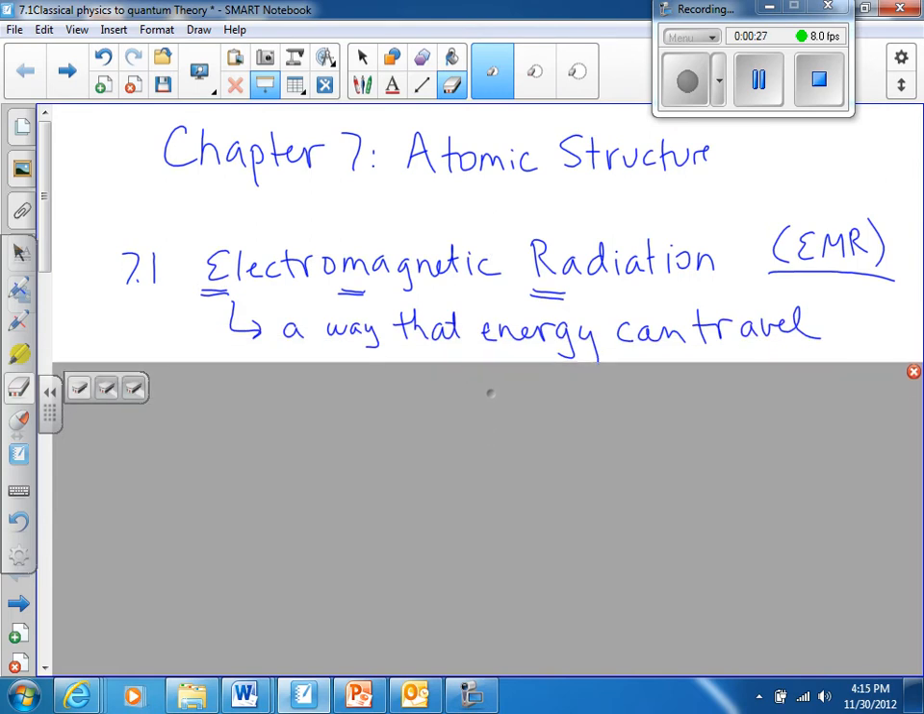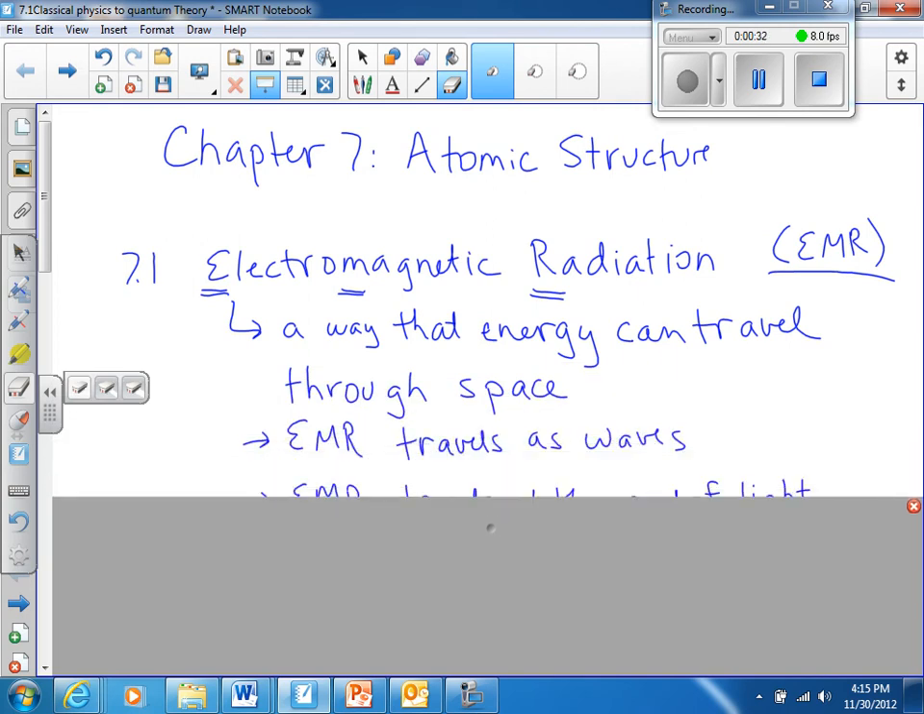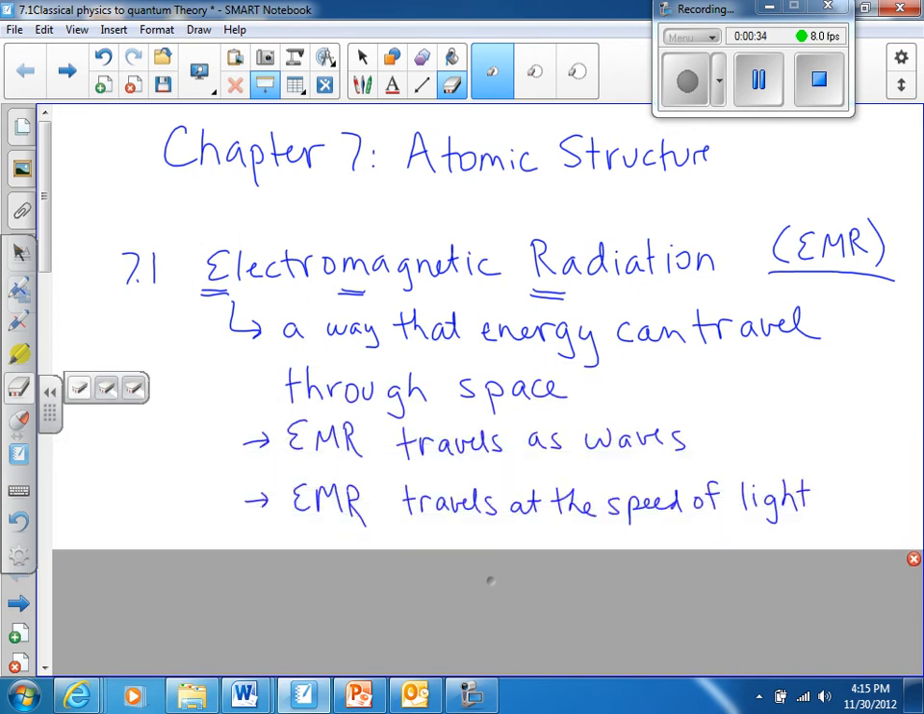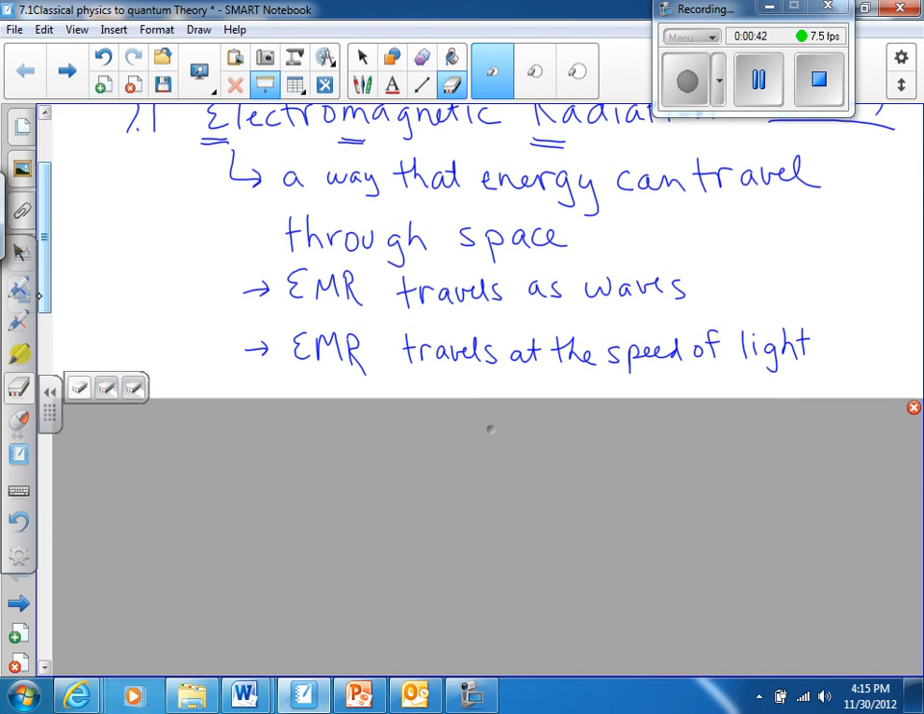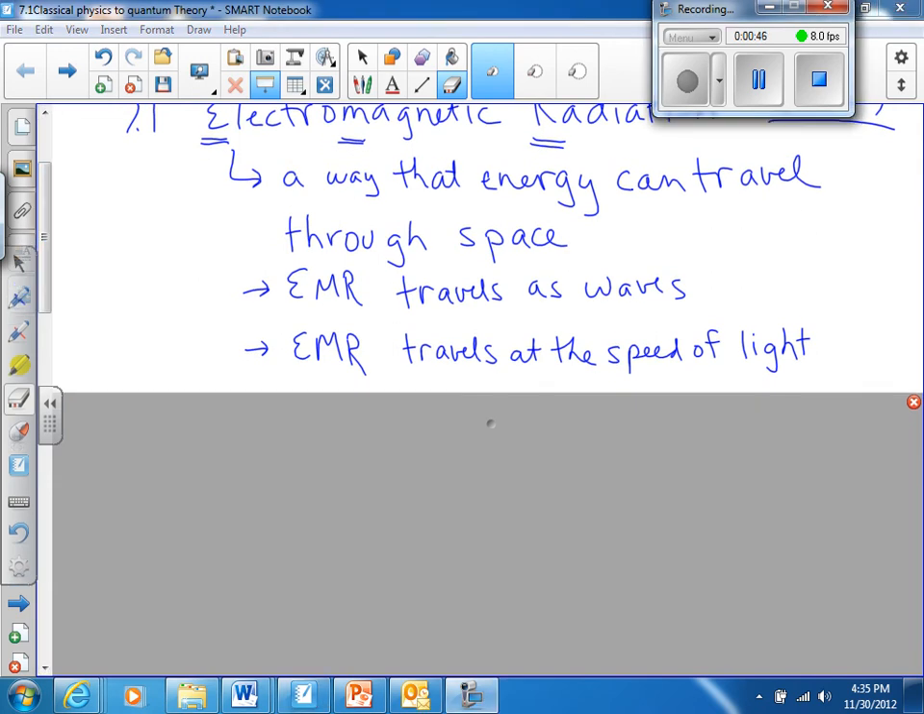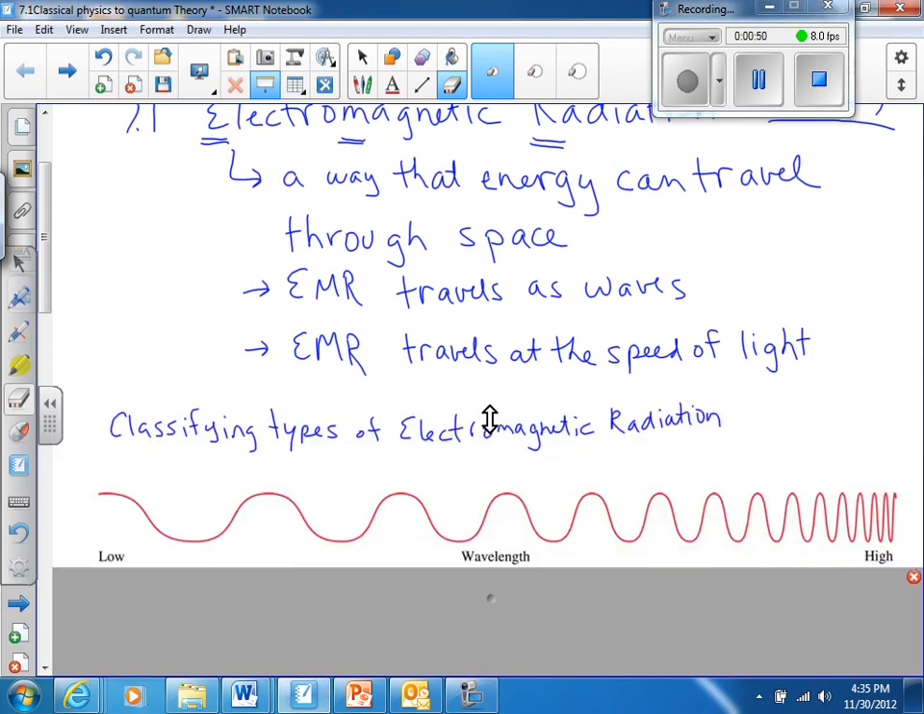Electromagnetic radiation is a way that energy can travel through space. This energy travels as waves, and it travels at the speed of light. There's also an idea that this energy can be a particle called a photon, which we'll learn about a little later. So what is this electromagnetic radiation stuff that we're talking about?